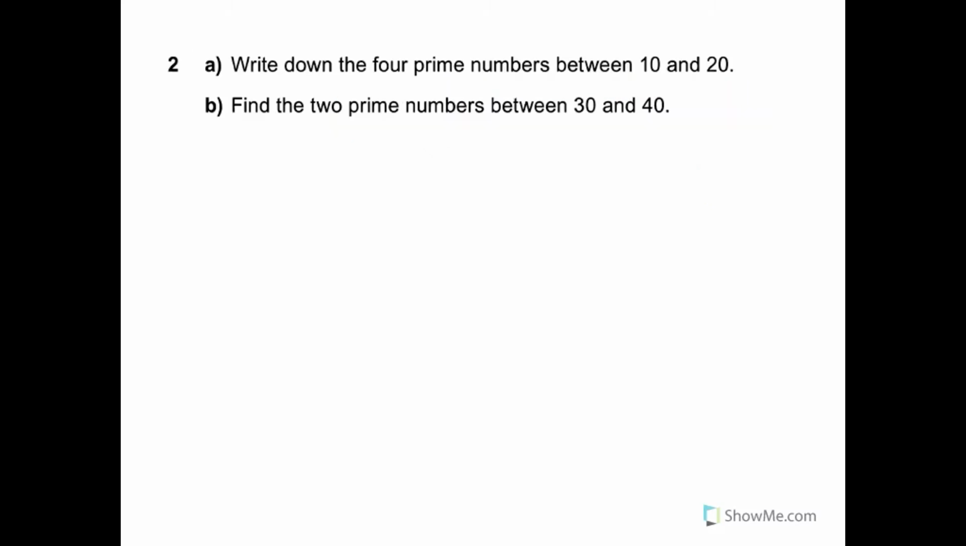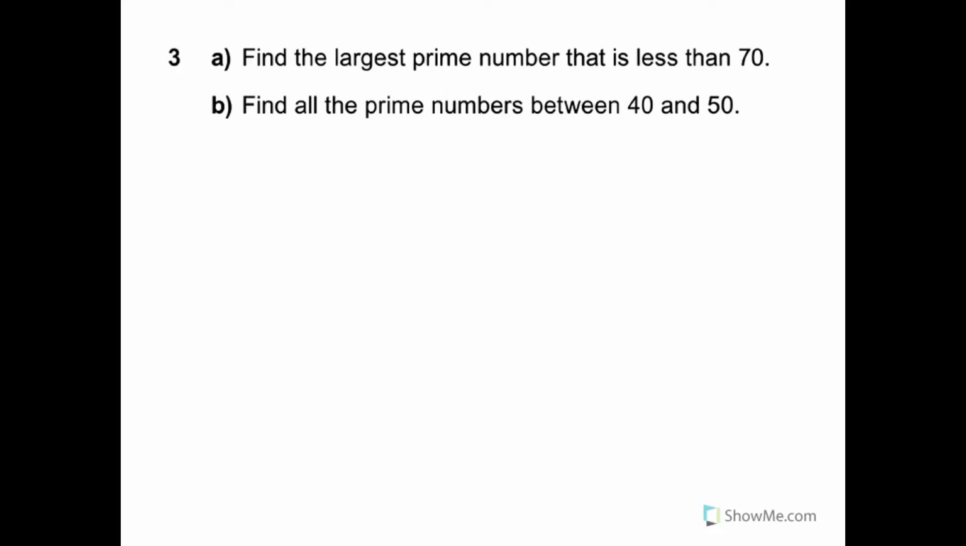On to question 2. Primes from 10 to 20. We've got 11, 13, 17 and 19. Part B, again reading from the list or from memory hopefully, the primes between 30 and 40 are 31 and 37. On to question 3.